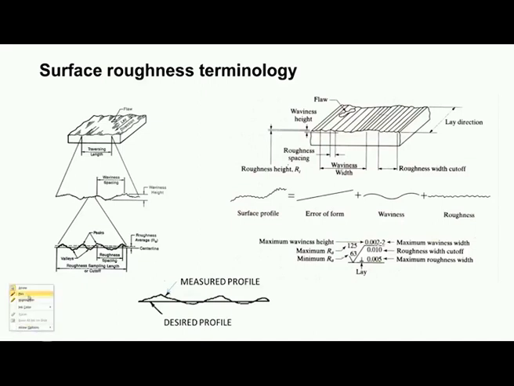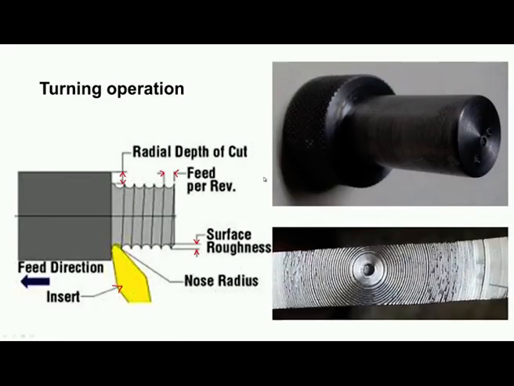So the surface is tapered like this. This is the surface profile, and it is actually the combination of three things: the form error, which is the taper in this case, then waviness, and then roughness. All these put together give us a profile like this.